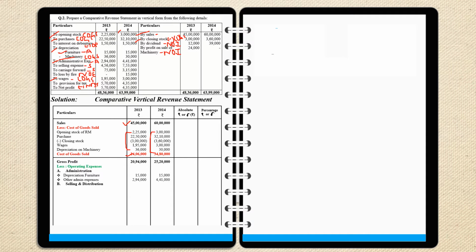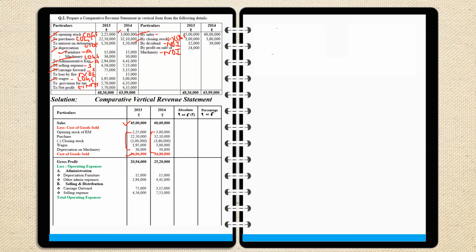After that we need to calculate the selling and distribution also. So B part is selling and distribution. So we have a 3S, I think so. Number one, selling expenses, carriage outward. Okay, only two expenses we have under the head of selling and distribution. Number one, selling expenses or carriage outward 75,000, 3,15,000, and then selling expenses we have 4,56,000 and 7,53,000.